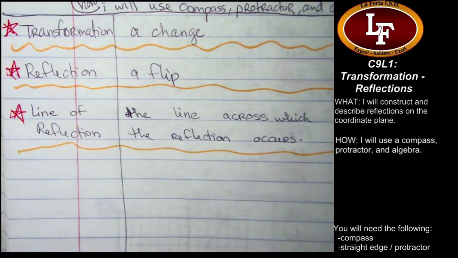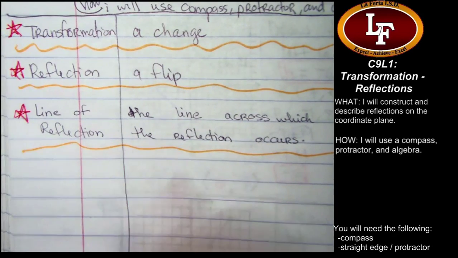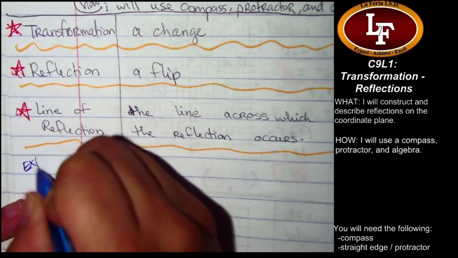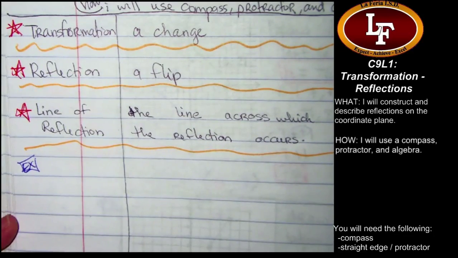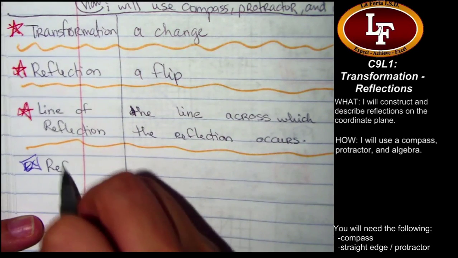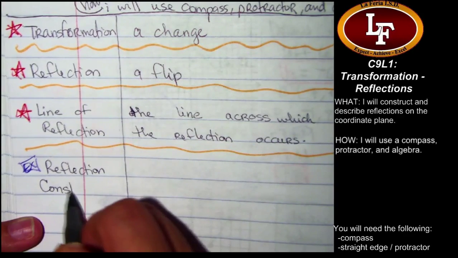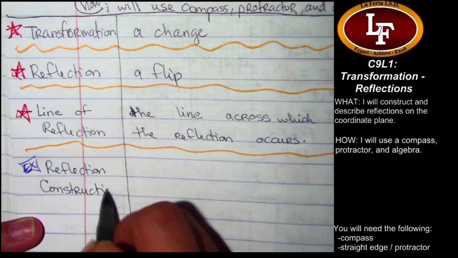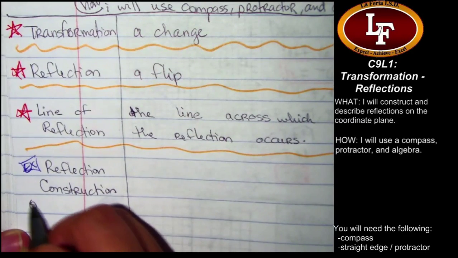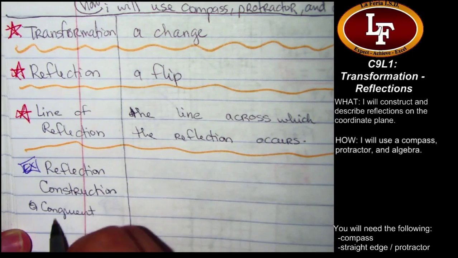All right, I'm going to go ahead and kick off with the construction examples. And then we'll lead into the numbers for tomorrow. So, our example is a reflection construction. The only technique that you have to remember how to do here is construction of congruent segments.